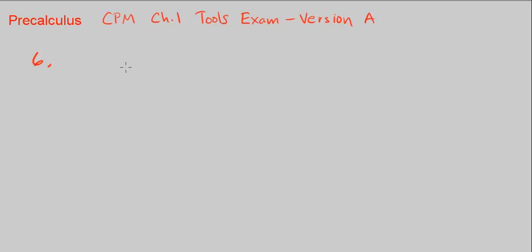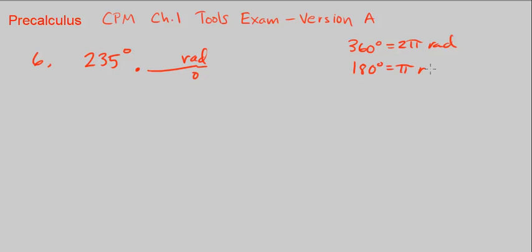So 6, we were given two different angle measures. A was to convert 235 degrees into radians. We have to remember we can multiply by a ratio that cancels out the degrees and gets radians. So radians has to be in the numerator, degrees in the denominator. We know that 360 degrees equals 2 pi radians, or 180 degrees equals pi radians.